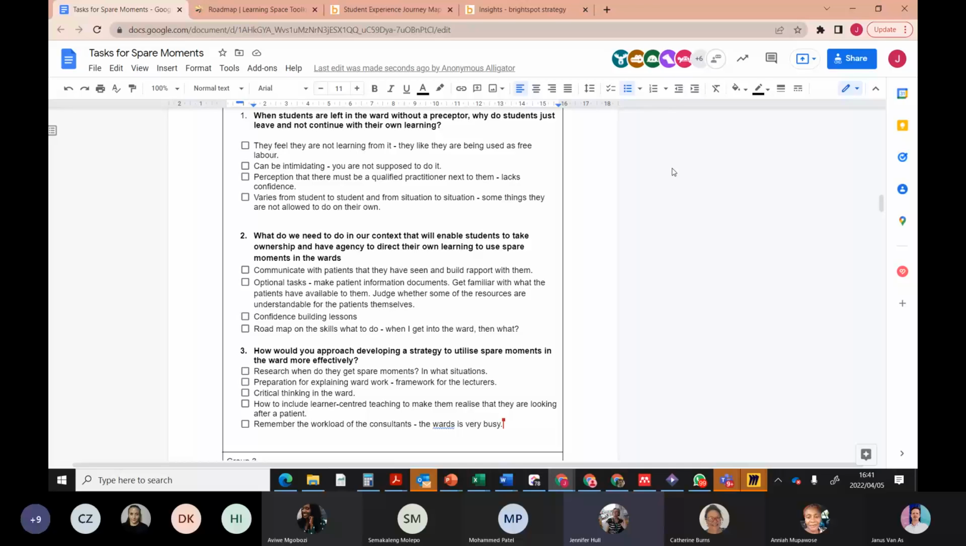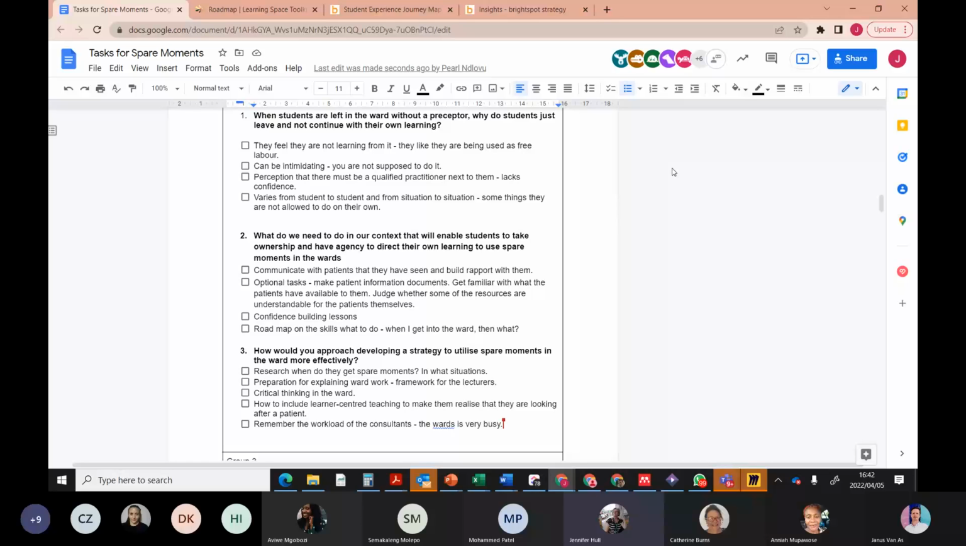And that's what I've tried to teach them. You're not free labor. You actually learn. If you do these tests, you're going to have to learn from them. And someone else suggested they can be intimidated because they think they're not supposed to do it, which is often true, but they don't try to do things on their own. There's a perception that there must be a qualified practitioner next to them, and they lack confidence, which is almost the same thing, and varies from student to student and from situation to situation. Some things they're not allowed to do on their own.